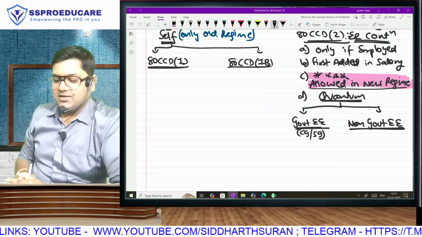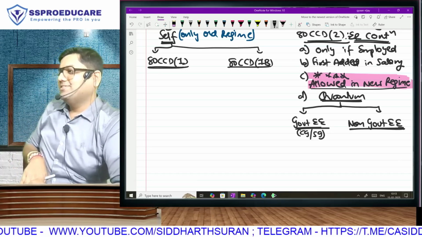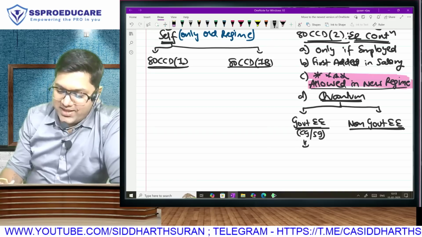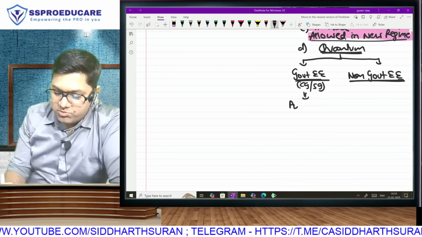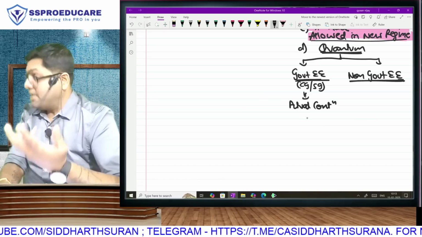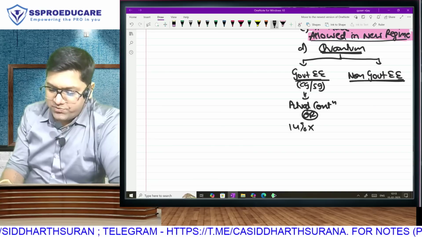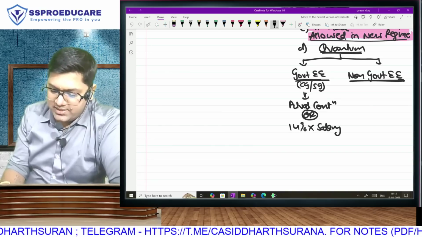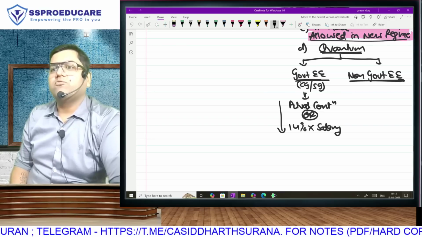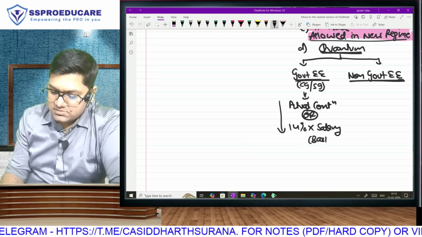Okay. You want to guess in which of the two there will be higher exemption? For government employee, the exemption is going to be the actual contribution. Who is making this actual contribution? Government, being the employer, or 14% of your salary, whichever is lower. Actual contribution or 14% of your salary, whichever is lower. Salary will be basic and DA in terms.